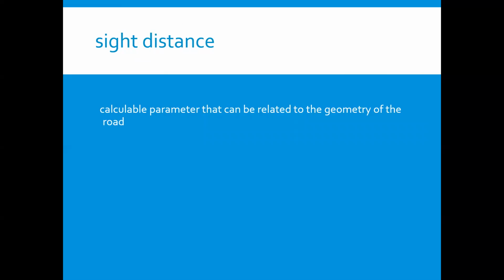Sight distance. A principal aim of road design is to ensure that drivers are able to see any possible road hazards in sufficient time to take actions to avoid mishap. To provide a calculable parameter that can be related to the geometry of the road, the concept of sight distance is used. This concept is based on a number of assumptions.